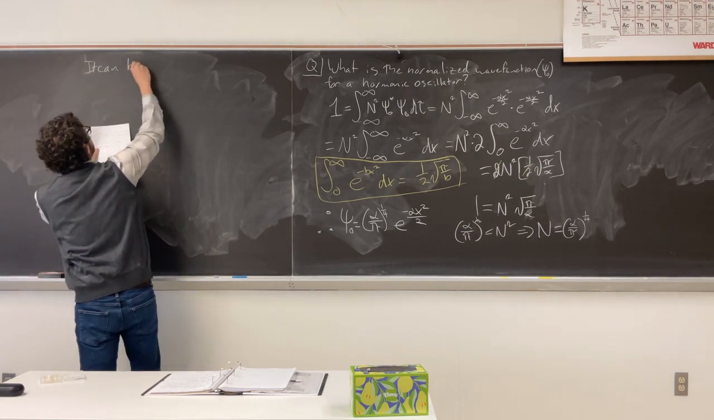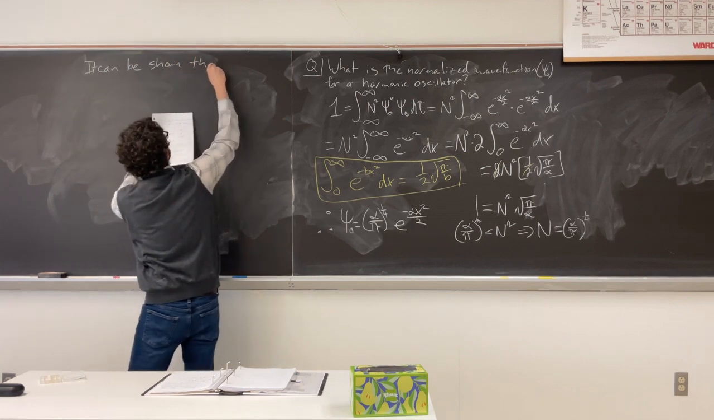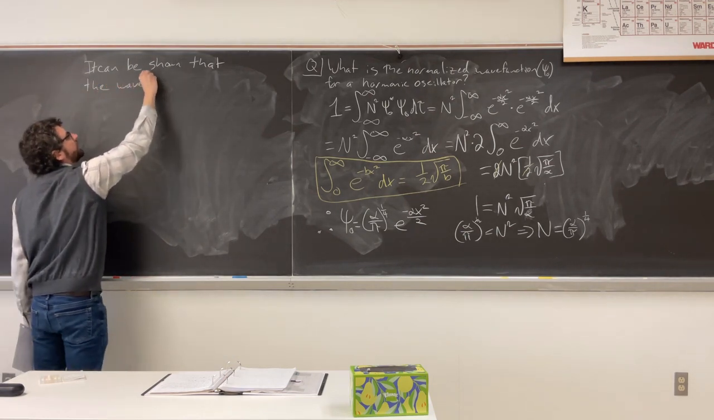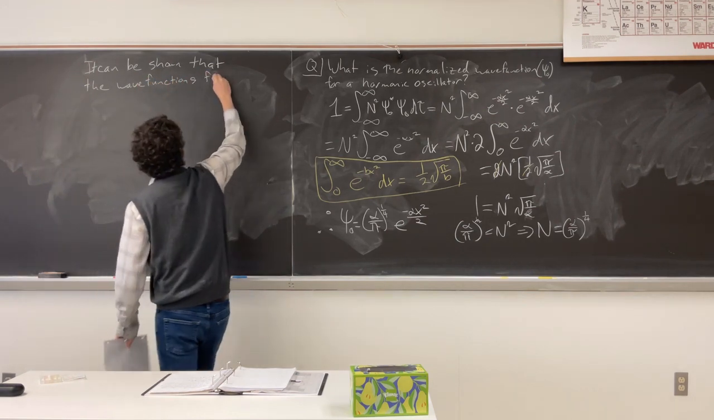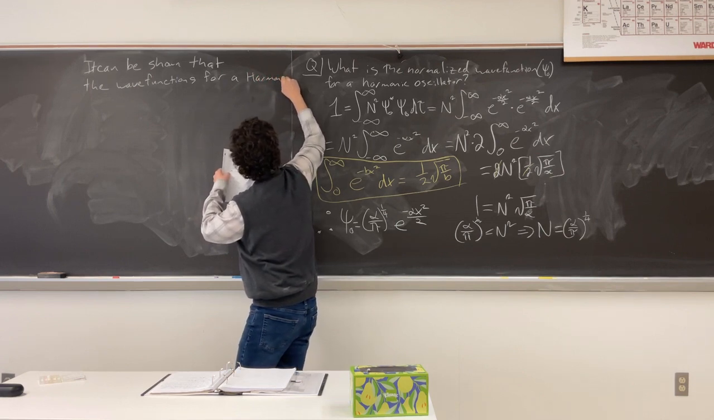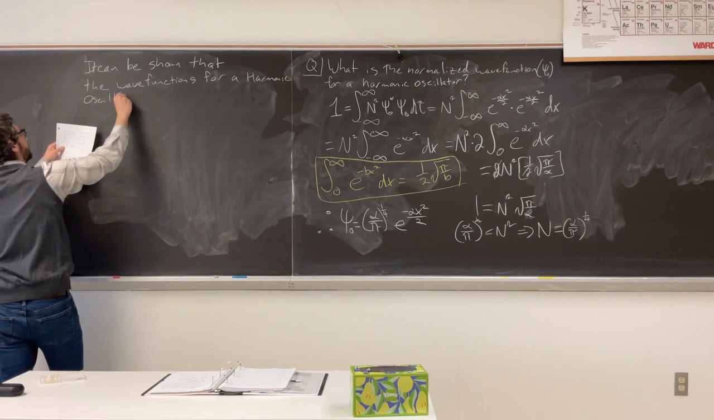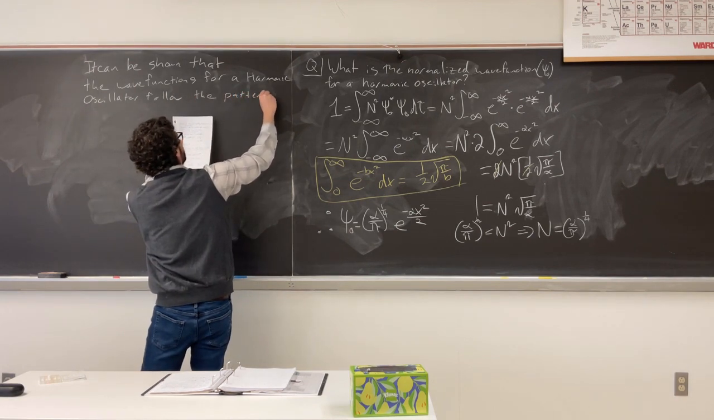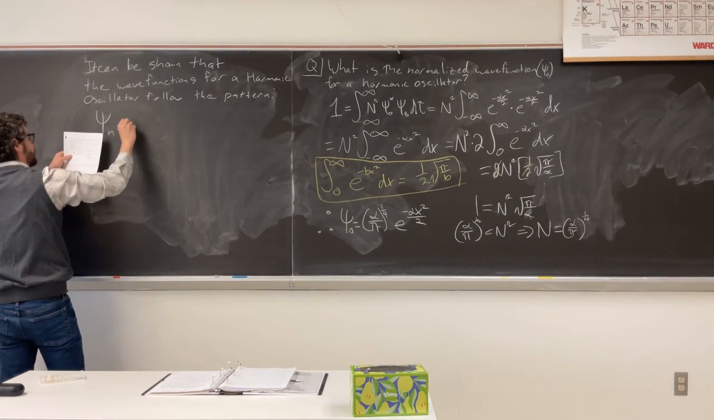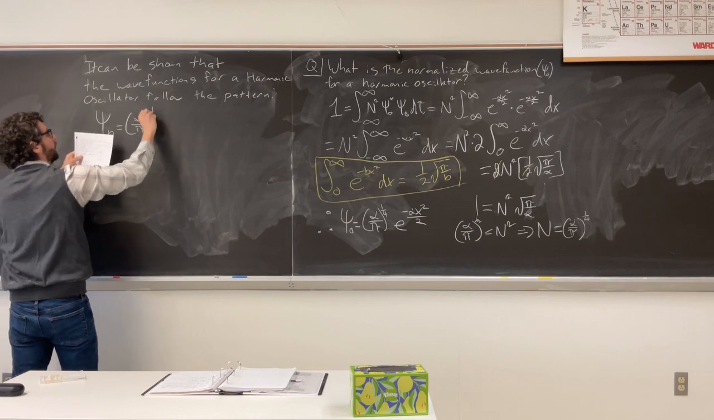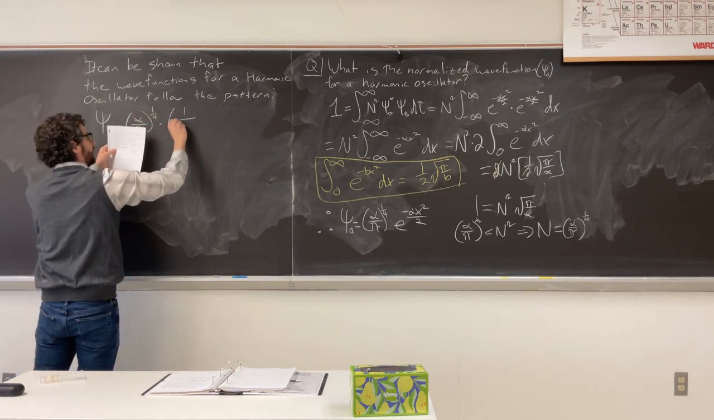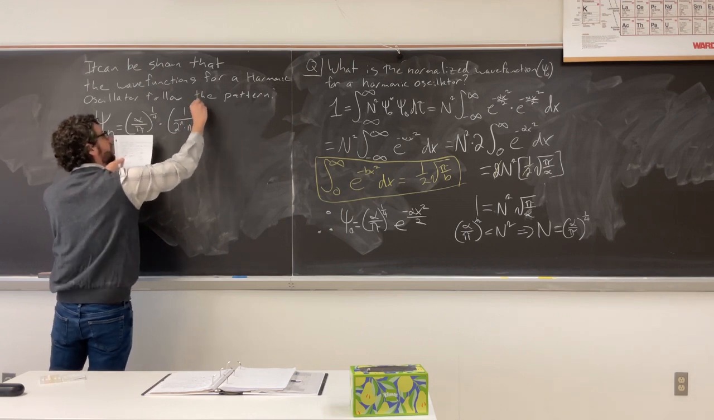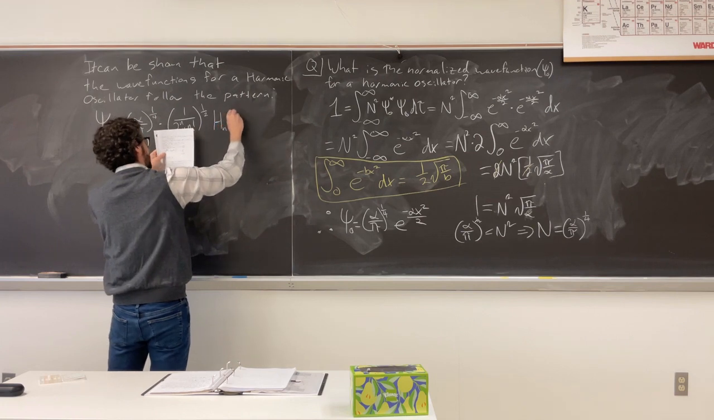So, it can be shown the wave functions for the harmonic oscillator follow the pattern. N is equal to pi over 4 over 2 to the n times n factorial, to the 1/2, n.